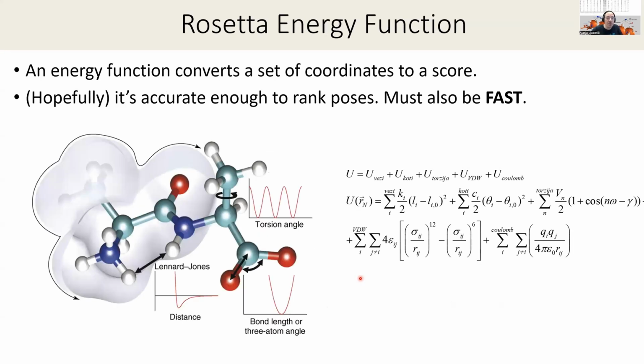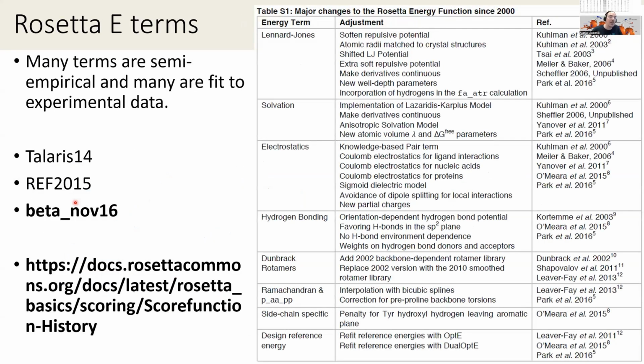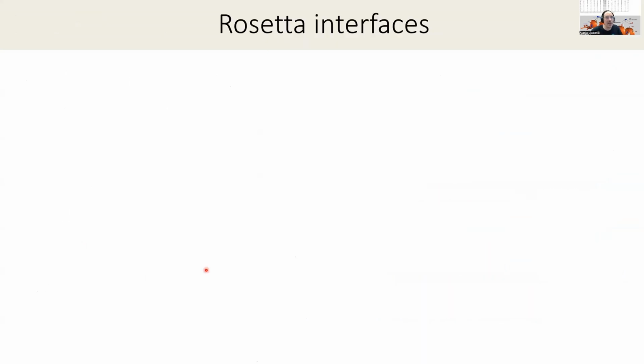The second most important thing in Rosetta is the energy function. The energy function takes a set of atoms and calculates an energy. I won't go into the details. There have been many energy functions. They have a lot of terms, but the latest one to use is beta November 16. There might actually be a newer one right now, but this is sort of the tried and tested.